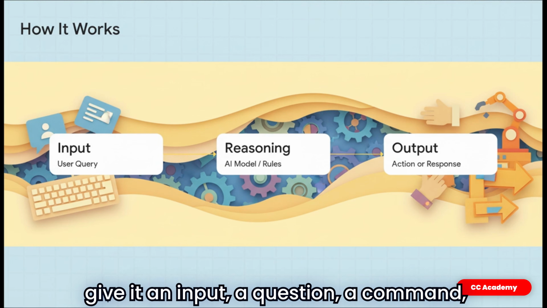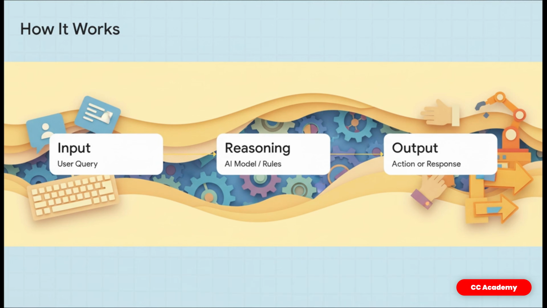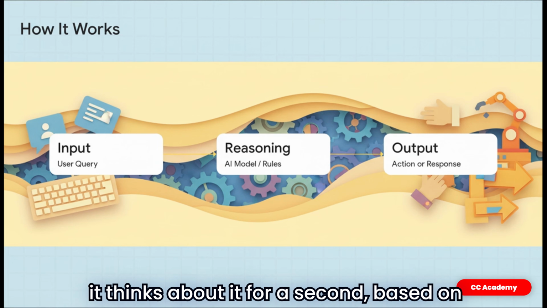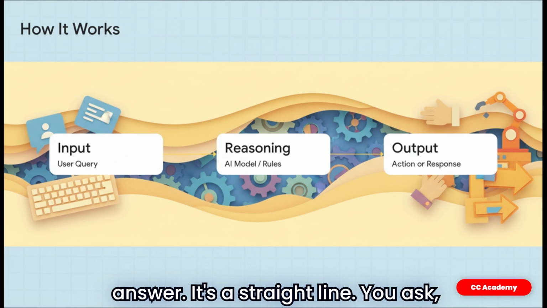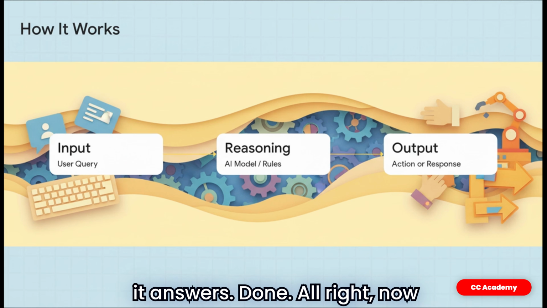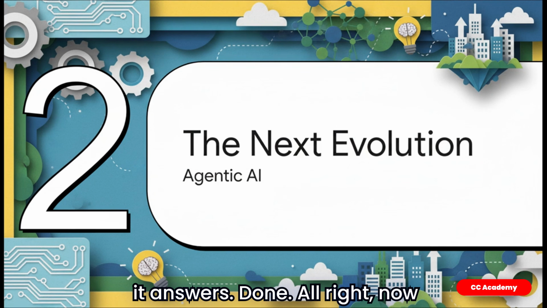The whole process is super simple. You give it an input, a question, a command. It thinks about it for a second, based on its rules, and then it spits out an answer. It's a straight line. You ask, it answers. Done.